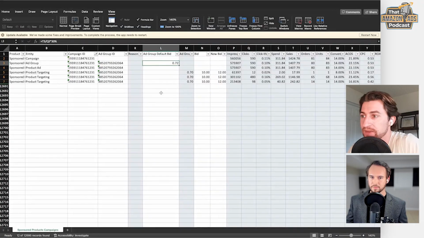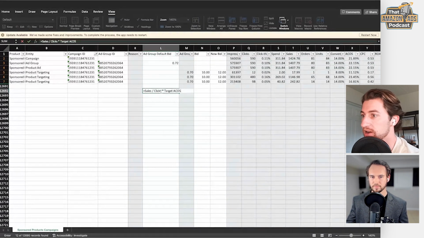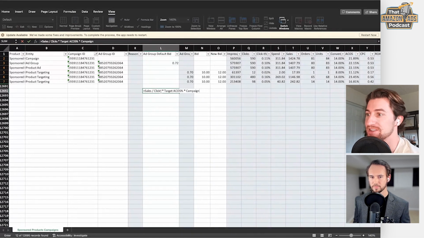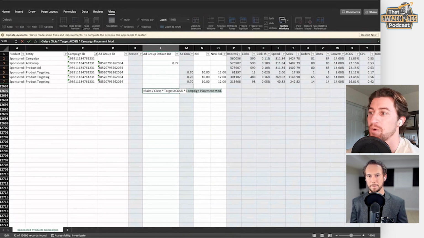Yeah. And to be factual, the bid formula, I think we were saying your bid ceiling should actually equal sales divided by clicks times target ACOS percentage. But then it should also include times the campaign placement modifier. That's the whole thing. Because for every single campaign we have an additional variable attached, which accounts for all of the placement settings for that campaign and the performance for that.